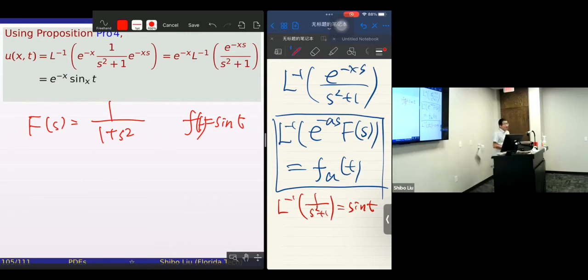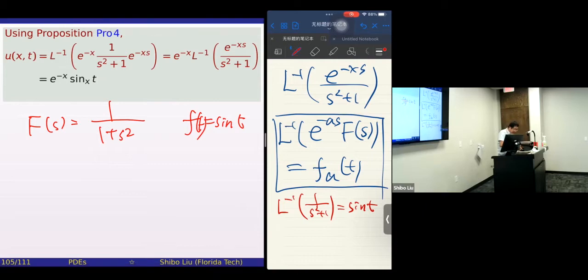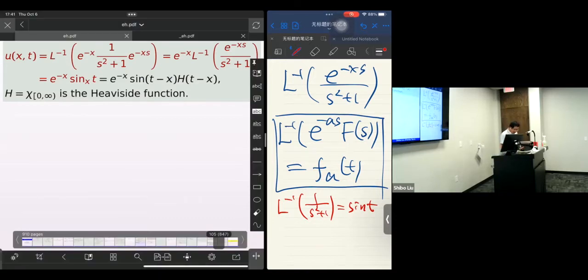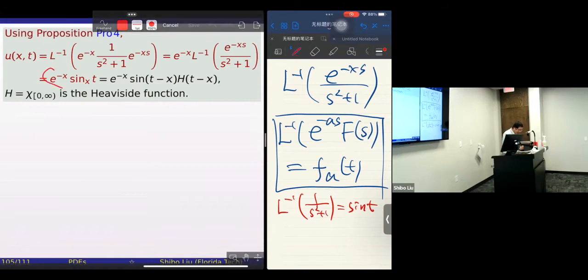Sine_x(t) is what? By the definition of our f_a, when t is greater than x, it is sine of t minus x. When t is smaller than x, it is 0. So the sine_x(t) we are done with here.